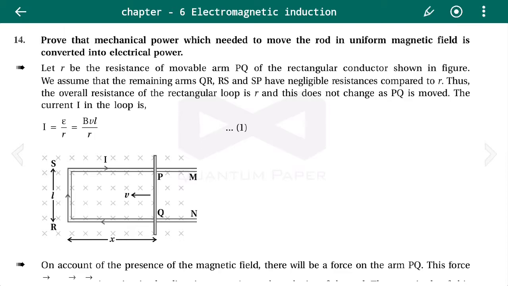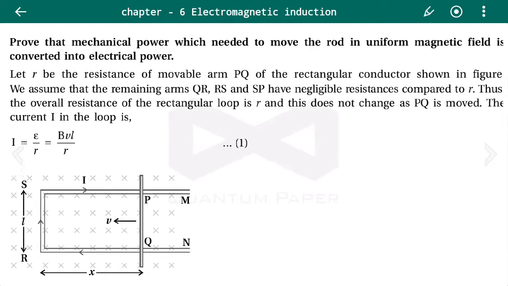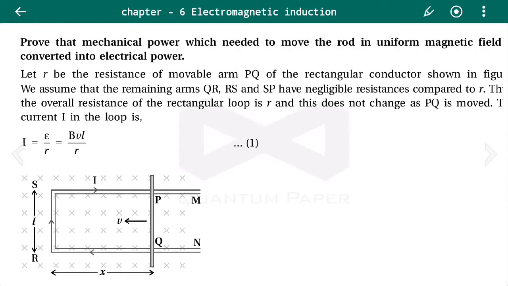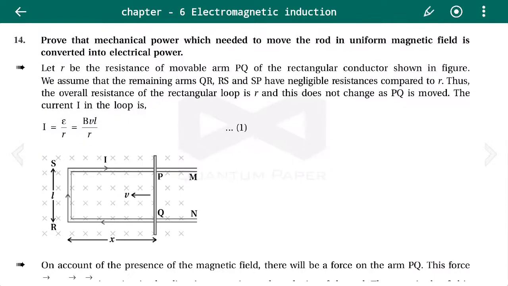In this video, we are going to discuss a topic from chapter 6, electromagnetic induction, and the topic is: prove that the mechanical power which is needed to move the rod in a uniform magnetic field is converted into electrical power. That is, we need to prove over here that mechanical power is converted into electrical power.